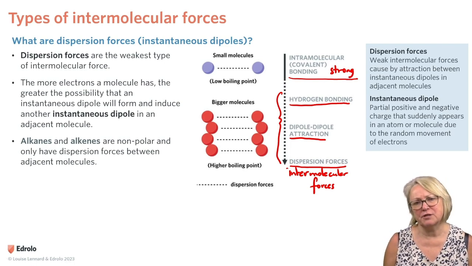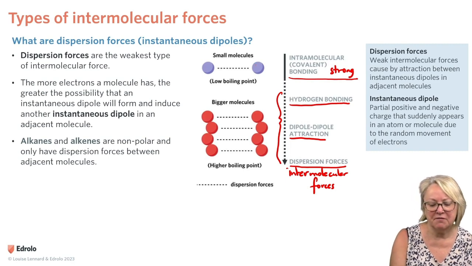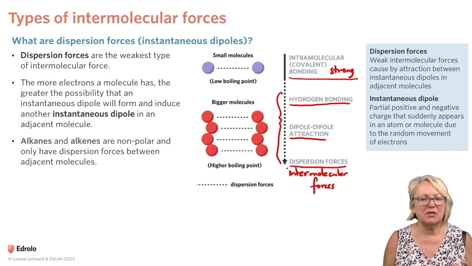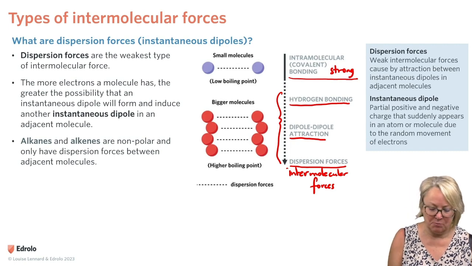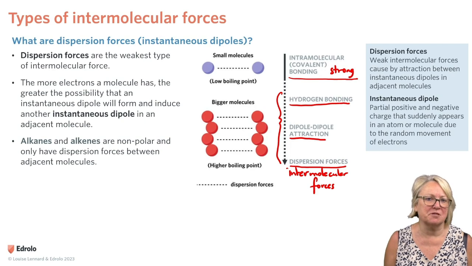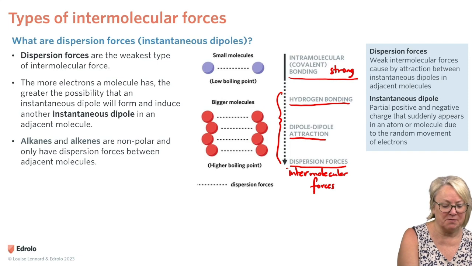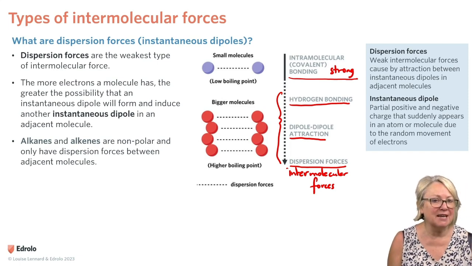Now, all molecules have dispersion forces between adjacent molecules. If we have a small molecule, it has a low boiling point. And as molecules get larger and larger, they have more and more electrons in them. The bigger a molecule, the higher its boiling point, because there are more dispersion forces between adjacent molecules. The more electrons a molecule has, the greater the possibility that an instantaneous dipole will form, which will induce another instantaneous dipole in an adjacent molecule.